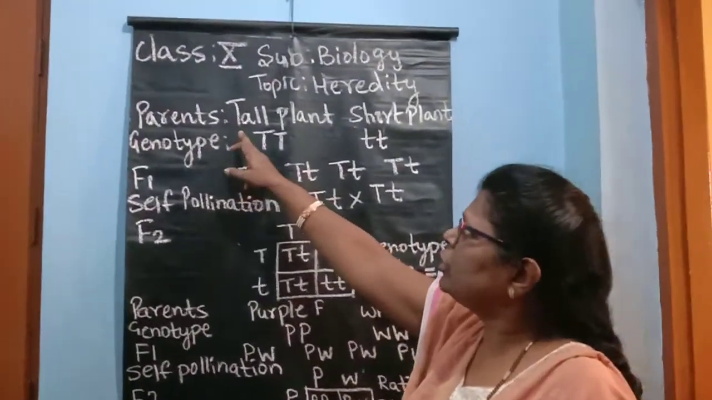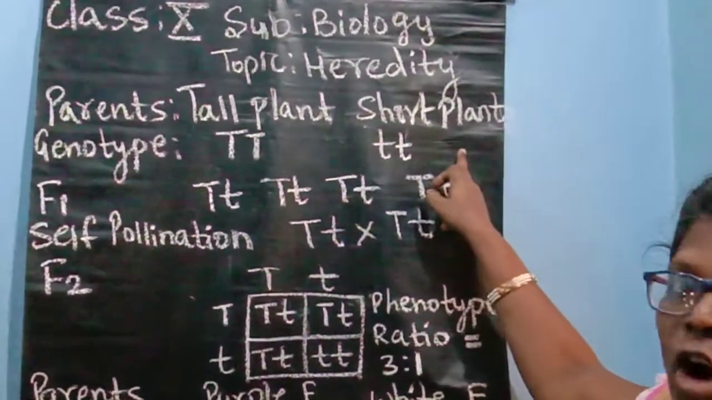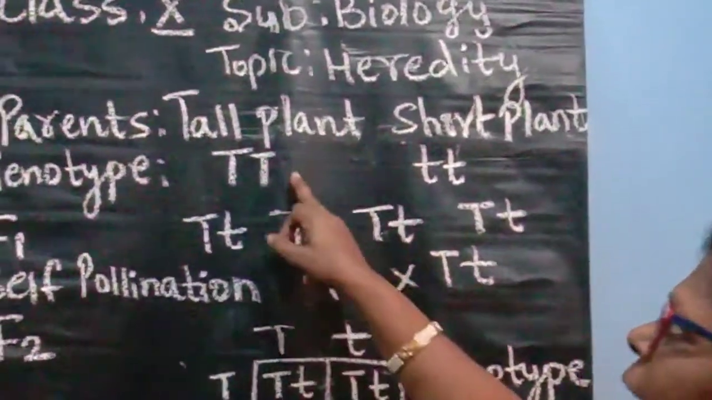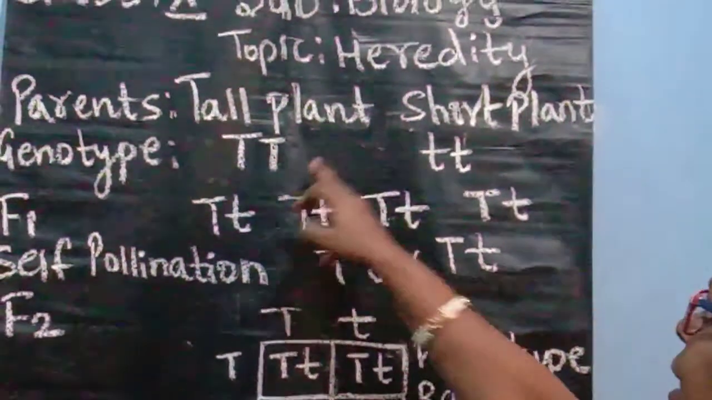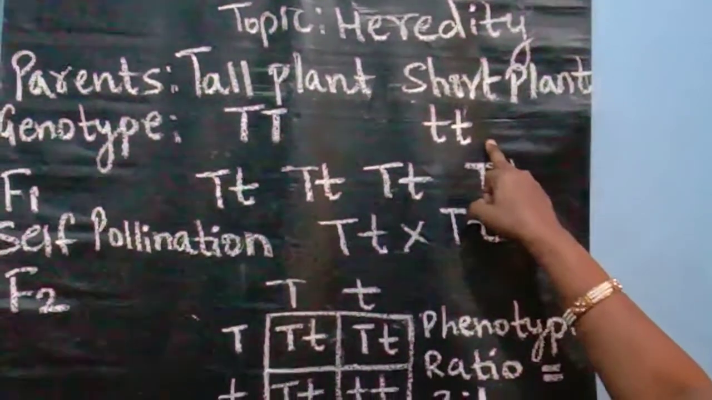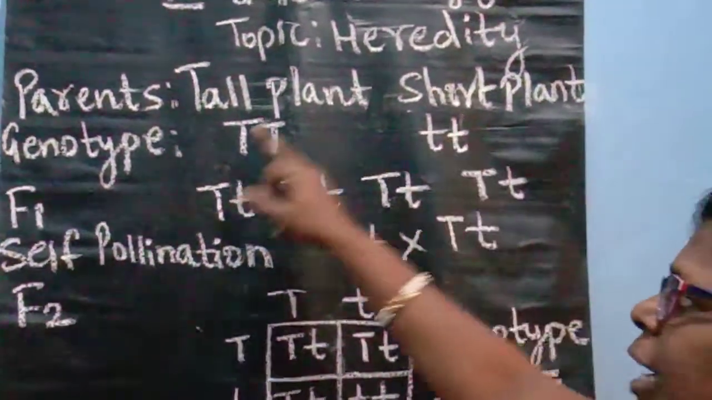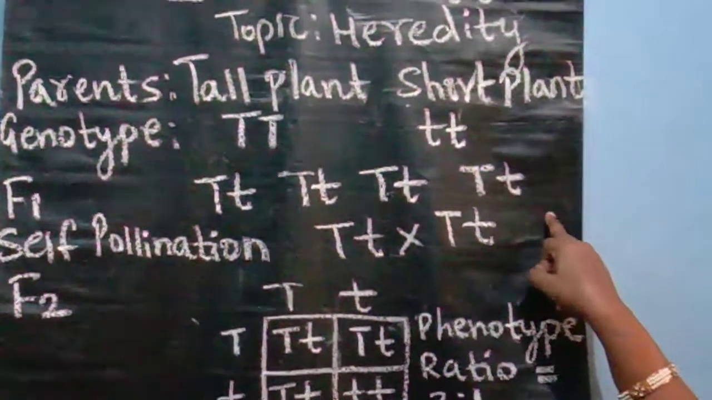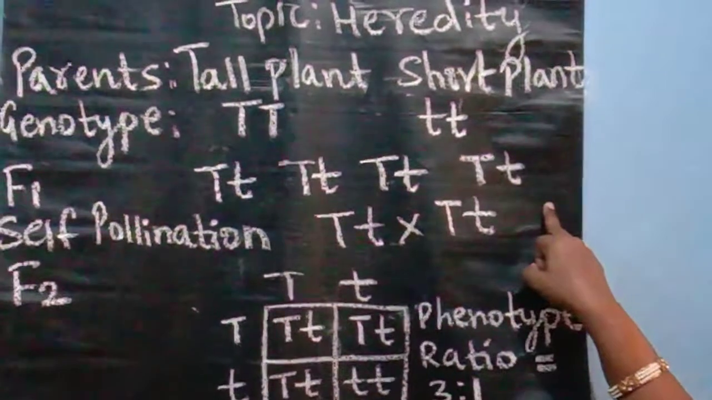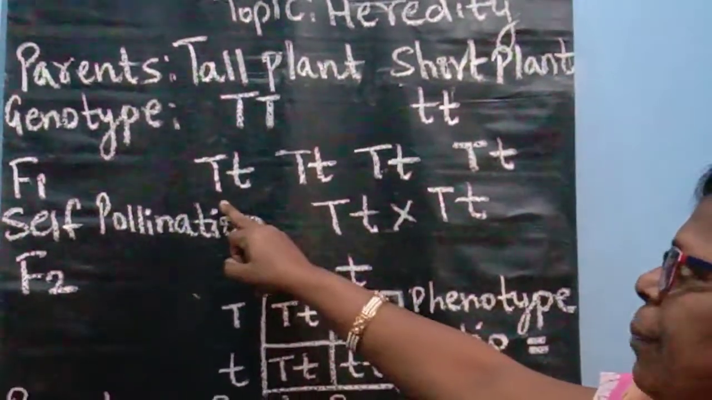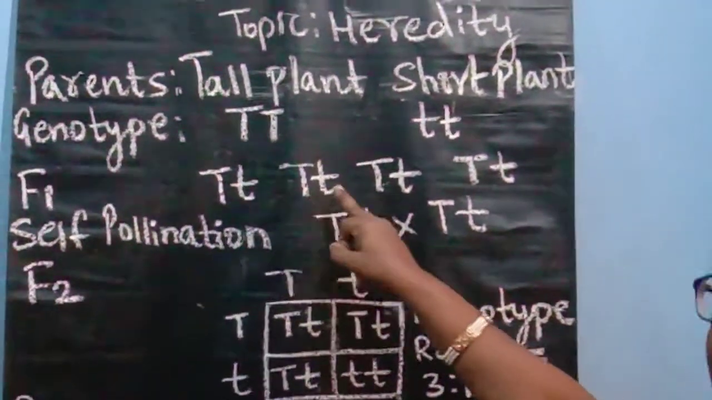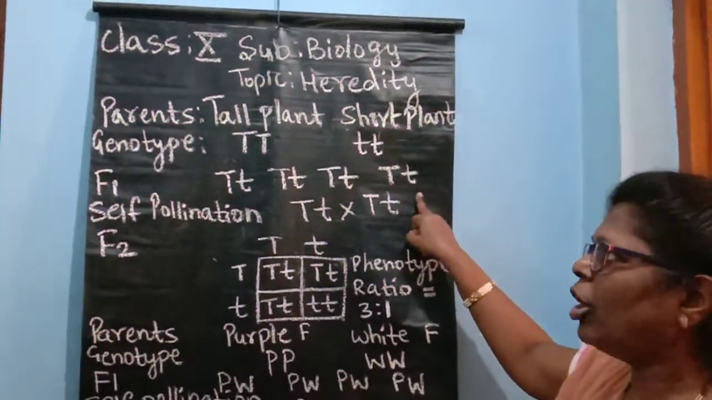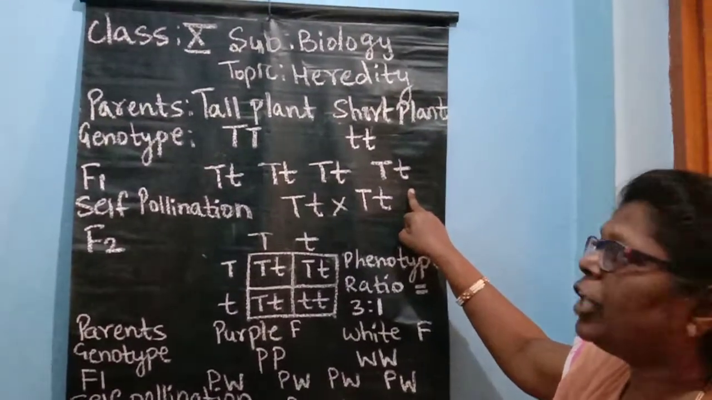First, Mendel took the parents, a tall plant and a short plant. Let us write the genotype of these plants. A tall plant can be denoted by capital T, and short plants are denoted by small t. What Mendel observed in the first generation was that all the plants produced were tall. So he got 4 plants, all tall. He wrote capital T, small t, capital T, small t, capital T, small t, capital T, small t. These were the gametes of the plants.